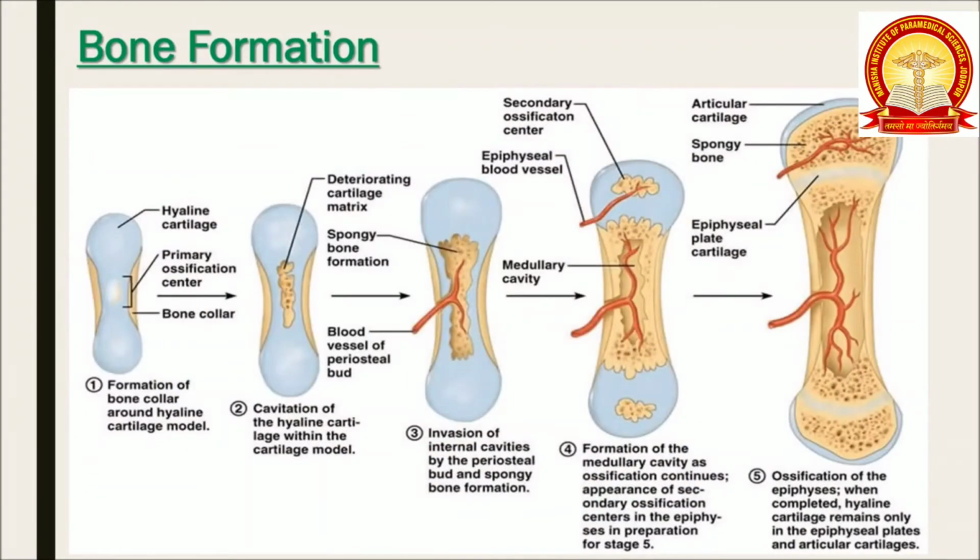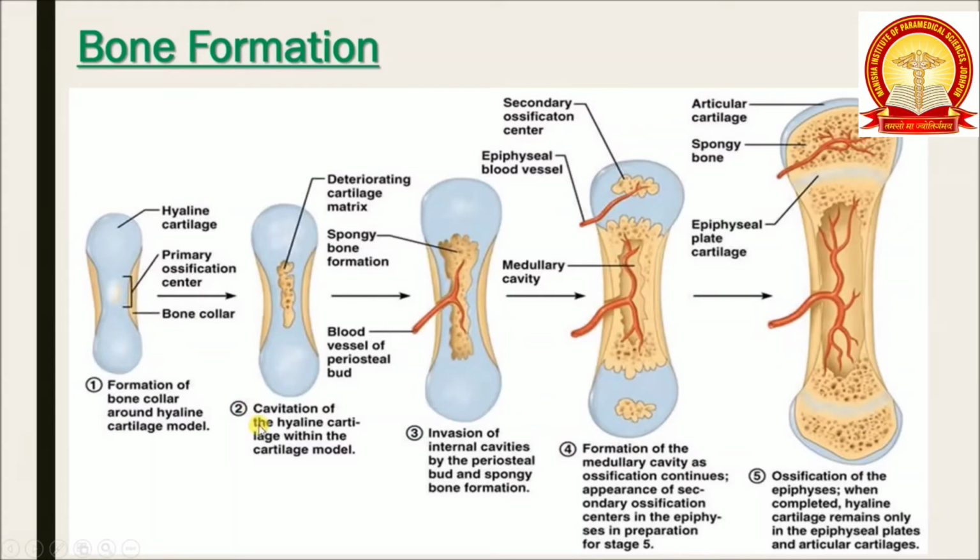So what is bone formation? This is a structure. This is a 5-step of bone formation. Step 1, the starting formation of bone collar around hyaline cartilage. This is all hyaline cartilage, and this is the primary ossification center here, and this is the collar bone.